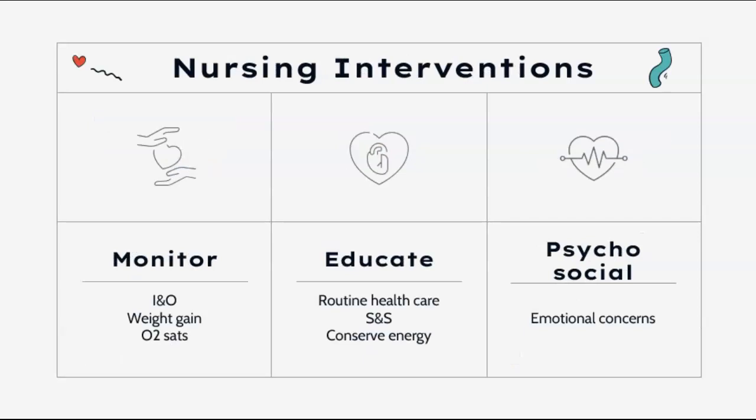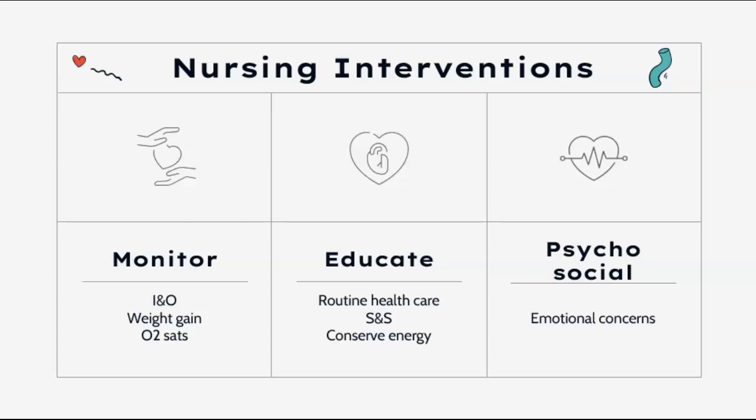Nursing interventions include monitoring, educating, and assessing the psychosocial concerns of the family. Monitor I's and O's, check for weight gain, and monitor oxygen saturation. Keep the child in a semi to high Fowler's position to help ease breathing, or help them to a knee to chest or squatting position during episodes of dyspnea.